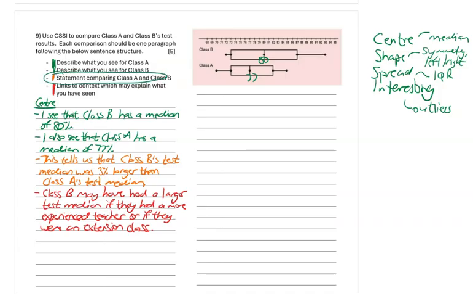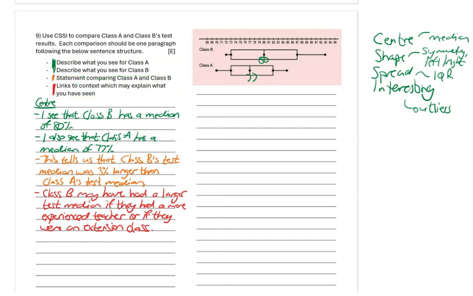So the orange sentence, we call this the comparative sentence. I've circled the word comparing there. And that is us specifically saying bigger, smaller, same, some kind of comparative word. And I can see my comparative word here is larger. So this tells us that Class B's test median was 3% larger than Class A's test median. So really, really important, that comparative word, larger, smaller, bigger, taller, heavier, whatever it might be, is essential for that there.